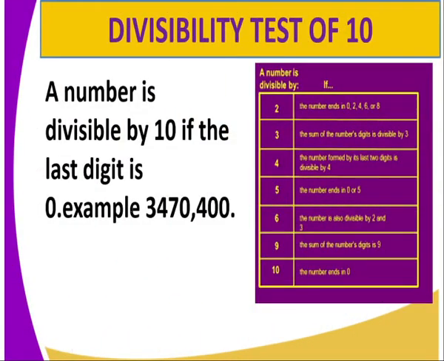We can look at the divisibility test of 10. When is a number divisible by 10? A number is divisible by 10 if the last digit is 0. You can have any counting numbers given, but what you are interested in here is the last digit. So you ask yourself, is the last digit 0? If the last digit is 0, automatically the number is divisible by 10. For example, let us look at our number here, which is 34704000000. Is it divisible by 10? Yes, because the last digit is 0.